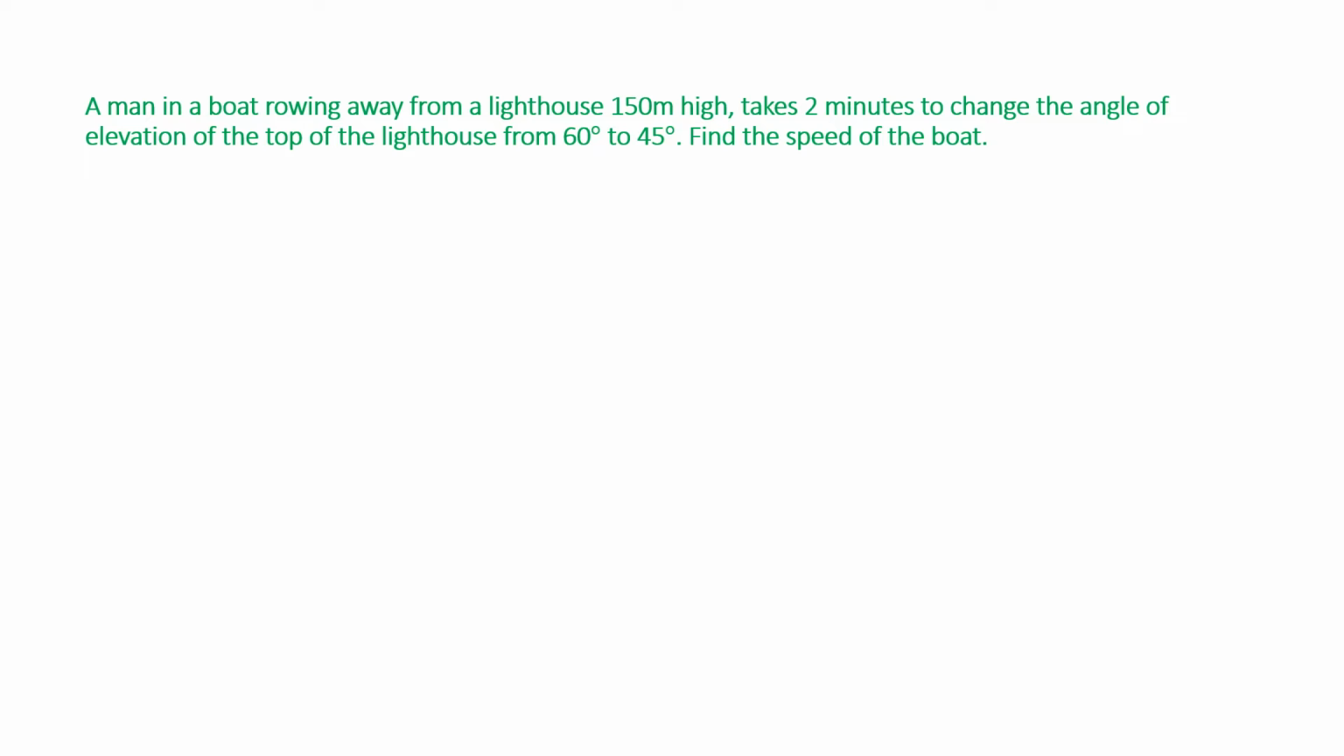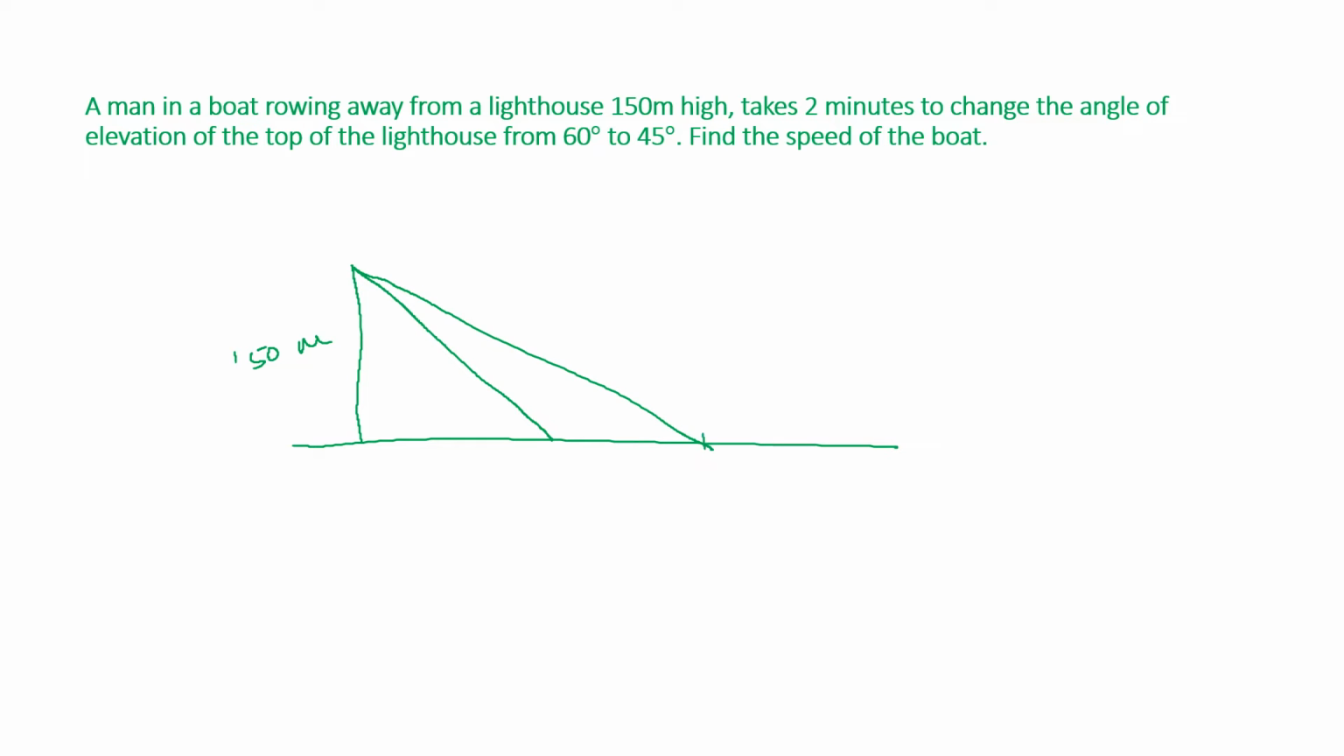A man in a boat is rowing away from a lighthouse. So you have a lighthouse that is 150 meters. This is the 150 meters lighthouse. And he is rowing away, which means that if this is the first time, then this is the second time. So the angle of elevation is changing from 60 degrees to 45 degrees. Here the angle of elevation is 60 degrees, and then because he is rowing in this direction, it is equal to 45 degrees over here.